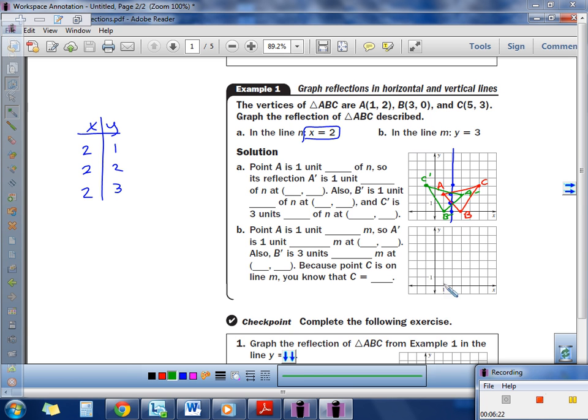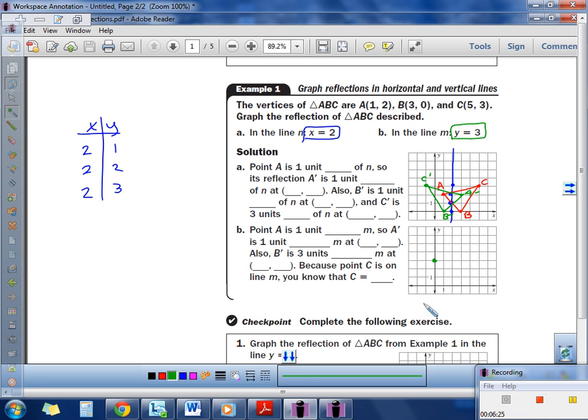Now on this next one, it says we need to reflect over the line y equals 3. Well, the basic way I remember it is hit the y-axis at the number 3. So there's 0, 1, 2, 3. And I can logically think, which way is it going to be?